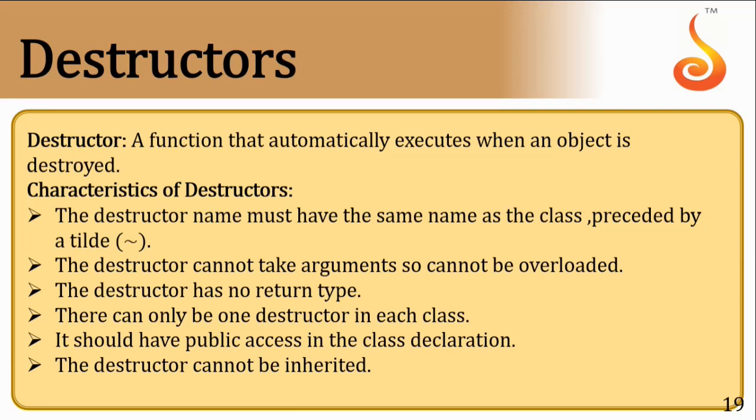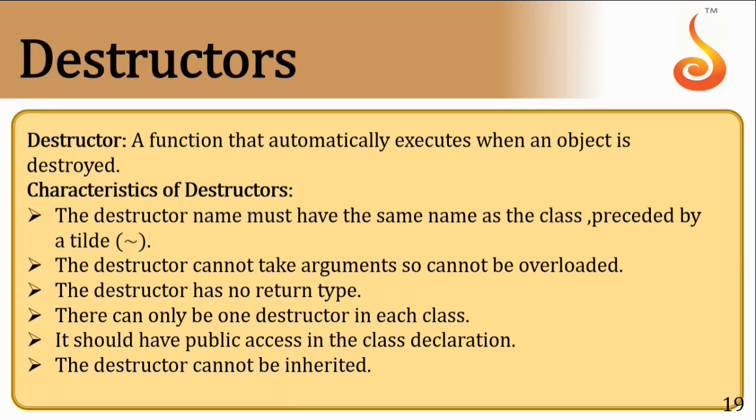A destructor is a function that also has the same name as the class name, needs to be declared in the public section of the class, but has a tilde sign before it. It has no return type, but the difference between a constructor and a destructor is the tilde sign before it, and you cannot overload a destructor. That is, a destructor does not take any arguments. That is why you cannot overload it, and one destructor is run for an object, like a function that automatically executes when an object is destroyed.